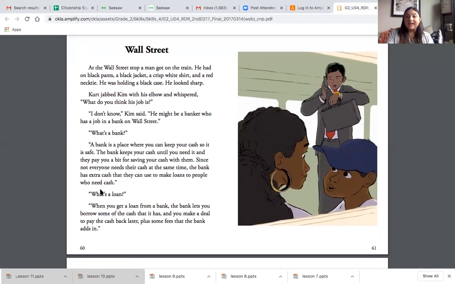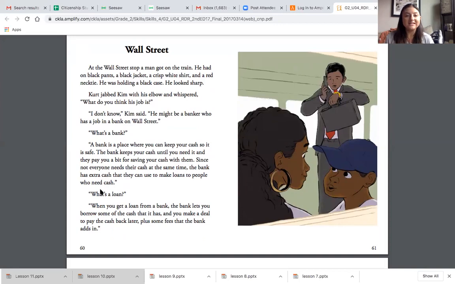Remember, as we're reading, I would like you to take your finger and follow along with me. You may read out loud with me, or if you'd like to listen the first time and follow along with your finger, then next time you can rewind it back and read it along with me, okay? Let's get started. Wall Street.